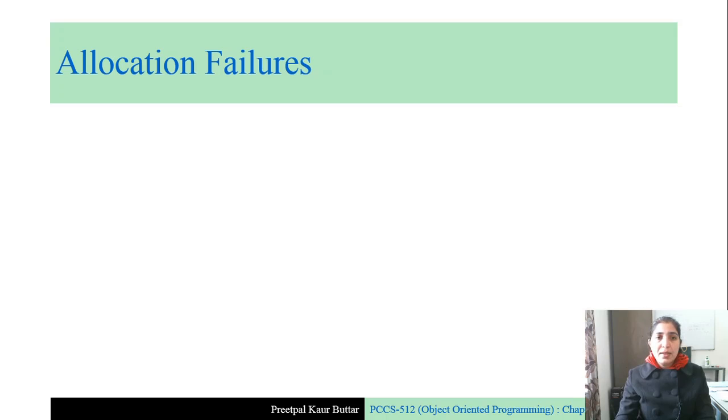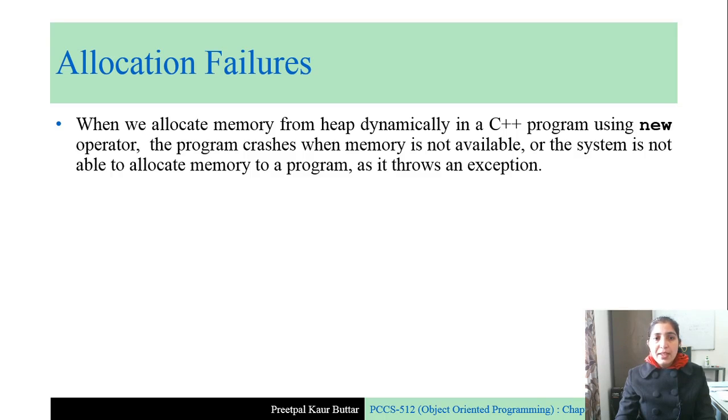Then we have the topic of allocation failures. We have already seen allocation failures. Allocation failures occur when you try to dynamically allocate memory using the new operator, but the program crashes when the memory is not available, or the system is not able to allocate memory to a program. The program crashes abruptly if the memory is not available, but you can handle that crash gracefully using an exception handler or using the no throw version of new.